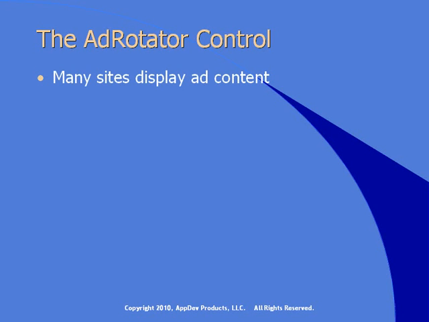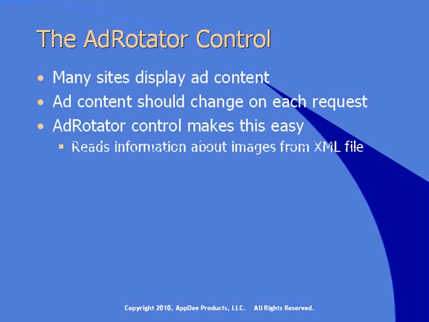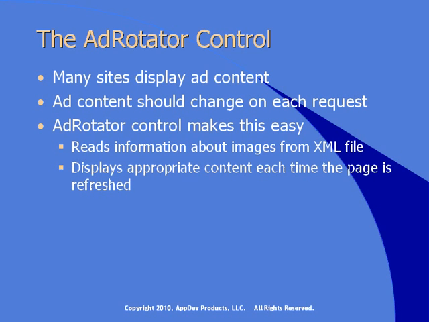As you know, many sites, and these days I say most sites, display ad content. And that ad content should change on each request so users see something different each time they come to your page. The AdRotator control makes this really easy. It reads information about images, or a list of images, from an XML file. And it displays the appropriate content each time the page is refreshed.